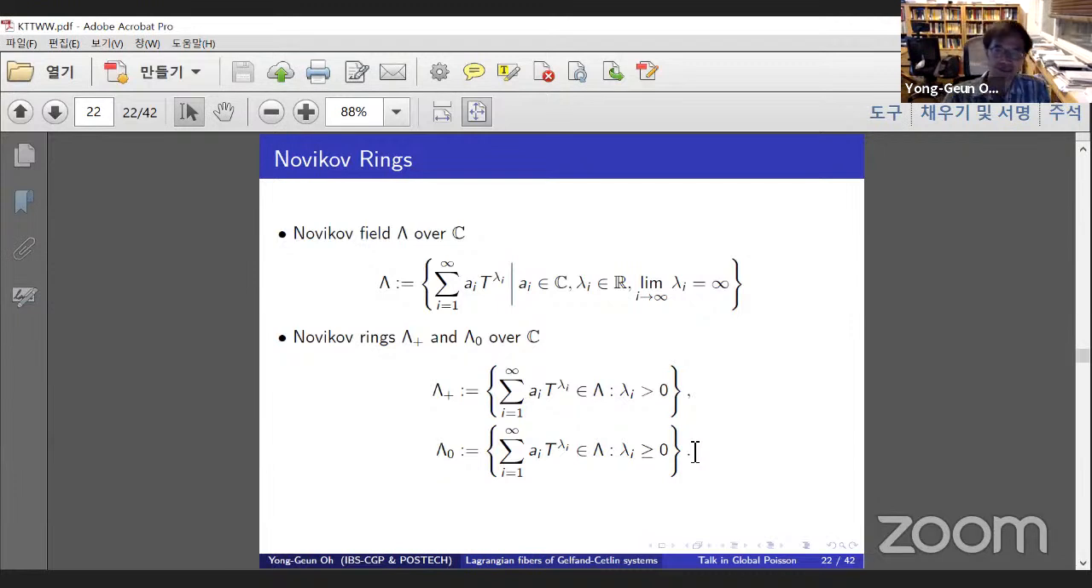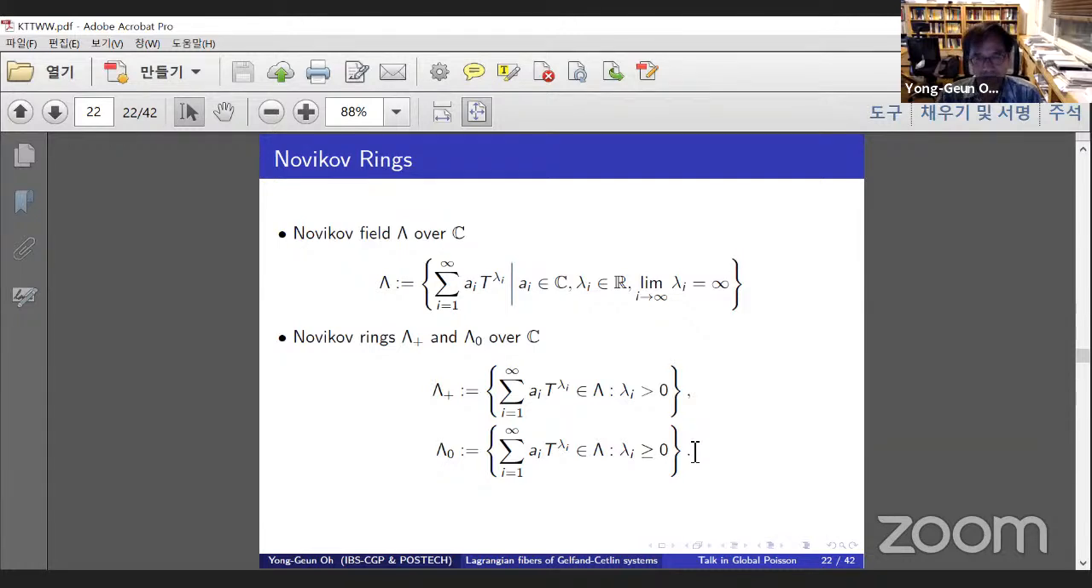Floer theory for compact Lagrangian submanifolds in a general compact symplectic manifold involves a particular ring, the so-called Novikov ring. I wrote down the universal Novikov ring. The universal Novikov ring is nothing but formal power series in one formal variable capital T, which has real powers. The exponent is a real power. So you're looking at a sequence of real numbers. That sequence is proper in the sense that it either stops at a finite stage or otherwise it has to diverge.